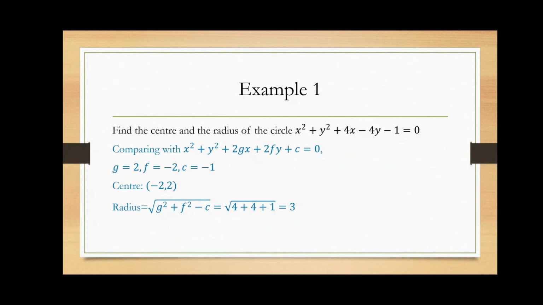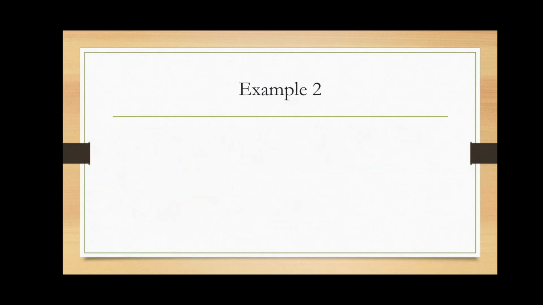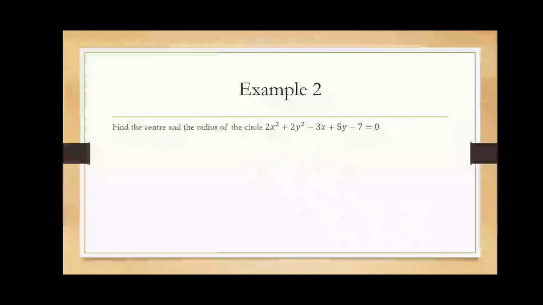Okay, now let us move to number 2. Example number 2, same question, but here there is a little bit of difference. The question is given 2x square plus 2y square minus 3x plus 5y minus 7 equals to 0. You can see there is a coefficient in front of x square and y square in the equation.